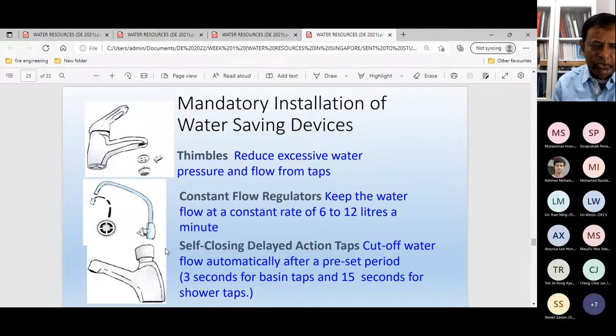In addition to that, you can also use a self-closing delayed action tap, which is actually this one, sometimes known as the pressure tap. When you push it, the water comes, and naturally after some time it closes itself automatically. Usually within 15 seconds you can see the tap will close itself. These are mandatory, which means you have to install them in certain buildings. So it is a mandatory installation of water saving devices.